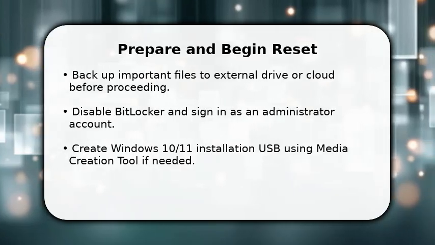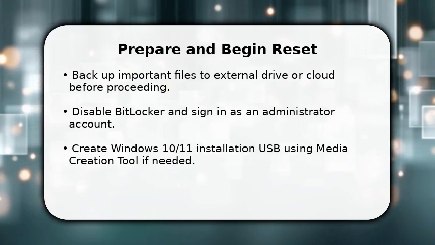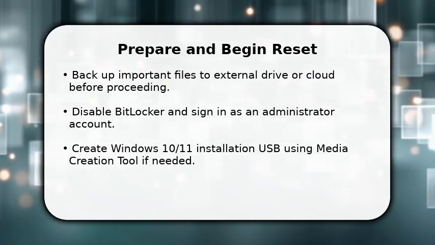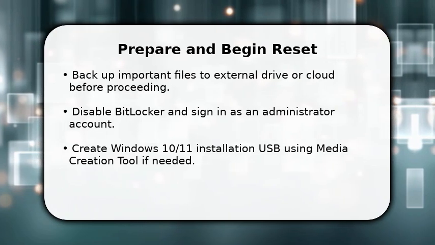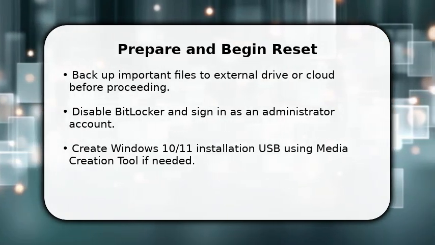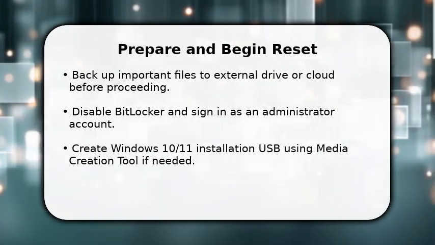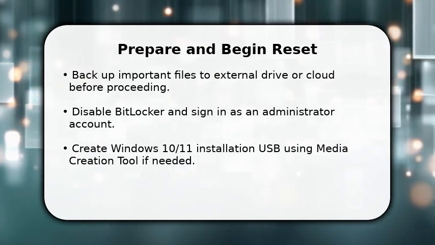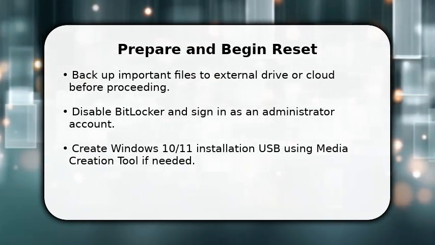You start by securing your data and removing barriers to reset. Back up your files, disable BitLocker so the reset won't stop, and make sure you have an admin account. Once done, create a Windows installation USB if the machine won't boot. This gives you access to the recovery environment.